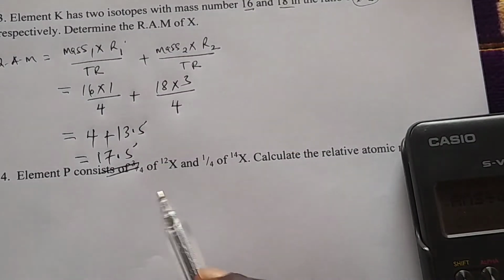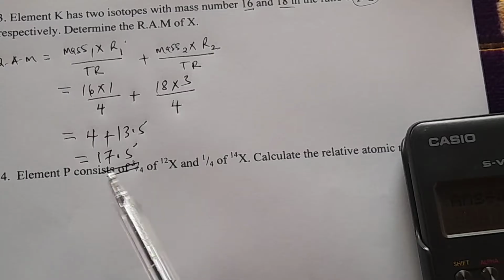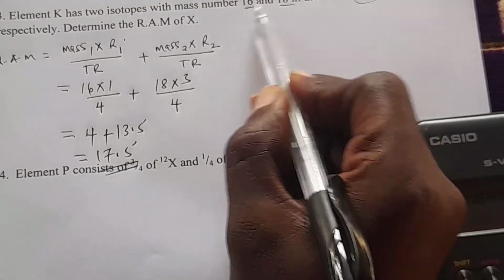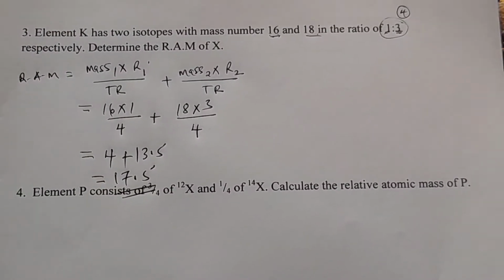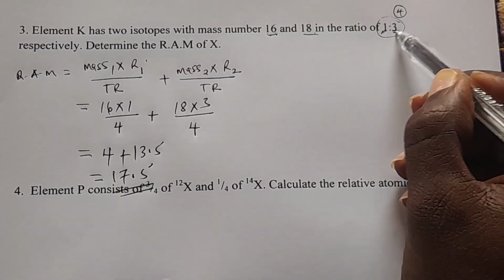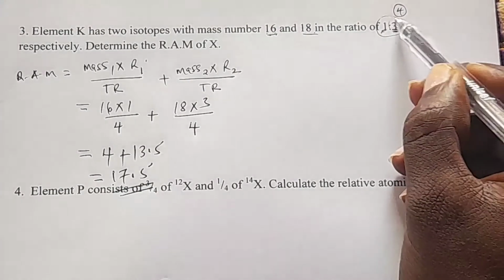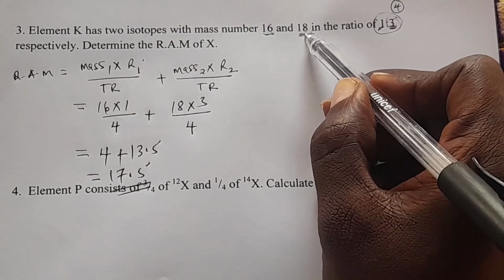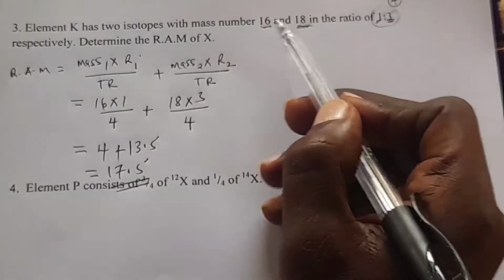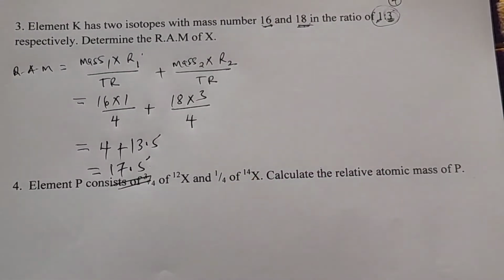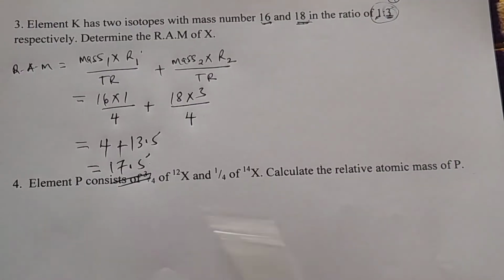So learners, again, you can know whether your answer is correct or not by just checking the two isotopes, the two mass numbers. Then you check the one that's having a higher ratio. The one that's having a higher ratio, 3, is that 18. So the answer must be close to that 18. So 17.5 is closer to 18 when you compare with 16. So your answer is correct. Let's go next to example 4.